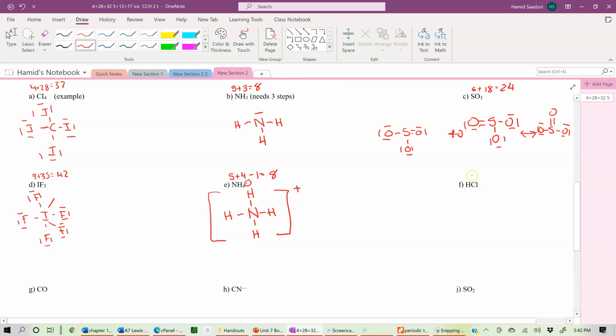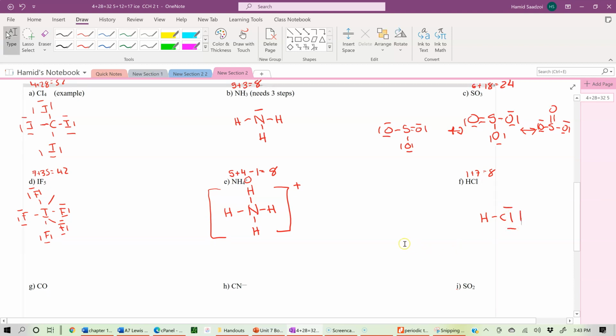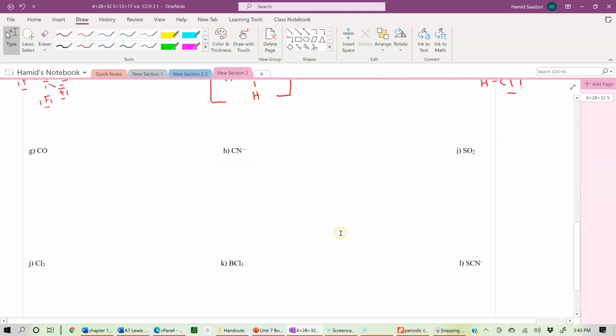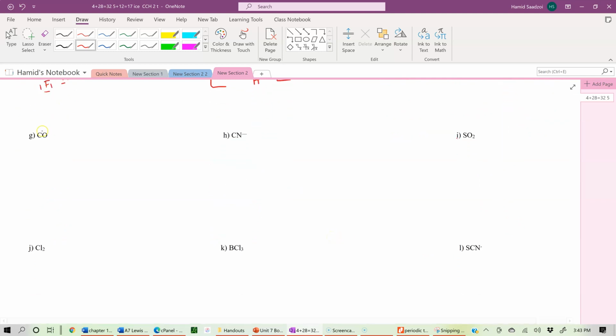All right, here's an easy one. We have 1 plus 7. It's a total of 8. So H, connect to Cl. There's 2, 4, 6, 8. You're done. Pretty easy structure. All right, next one, CO. We have a total of 4 plus 6, that's 10 electrons.